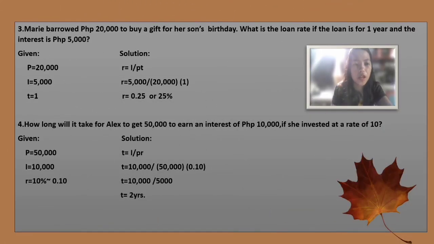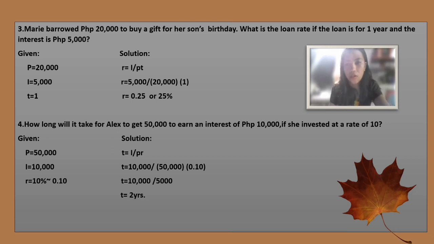Example number 3. Marie borrowed 20,000 to buy a gift for her son's birthday. What is the loan rate if the loan is for 1 year and the interest is 5,000? So we have to find the given. P is equal to 20,000, I is equal to 5,000, then T is equal to 1.